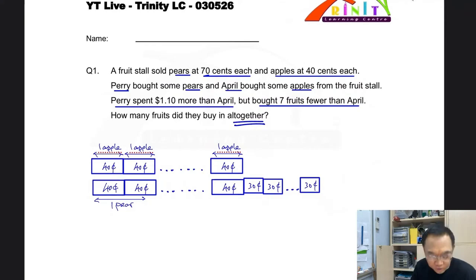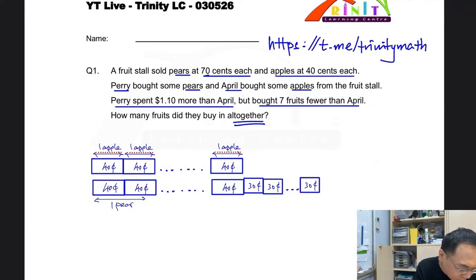Very good. Fantastic. So thank you very much, guys, for your response. You're all perfect. You're saying that the number of apples and pears based on the model I drew is the same, and you're perfectly right. In other words, at this point, the difference, which is over here, will be bigger than $1.10. But that is not the situation that happened in this question.